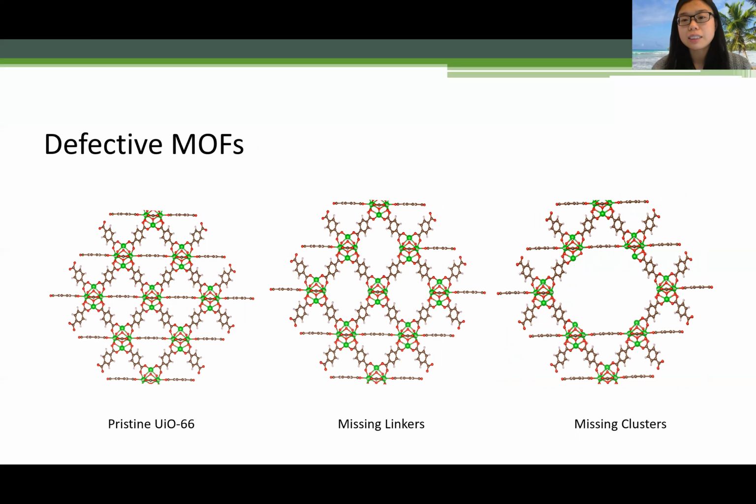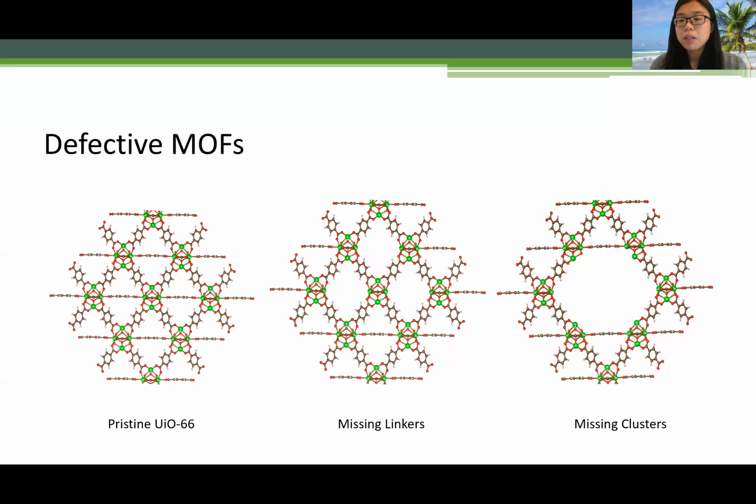Next, we looked at the effect of defects, because even in the pristine MOF that the experimental group used, there are some levels of defects. Also, missing linkers are required to react with chemical warfare agents. No missing linkers means no chemical reaction.